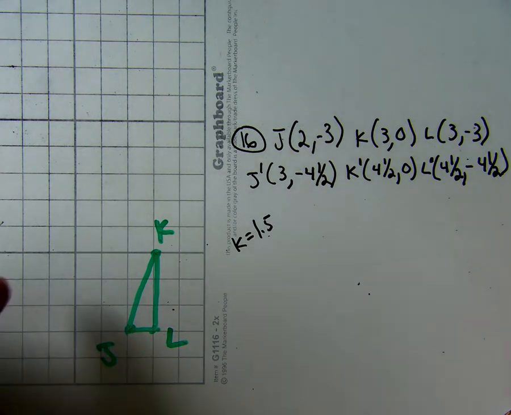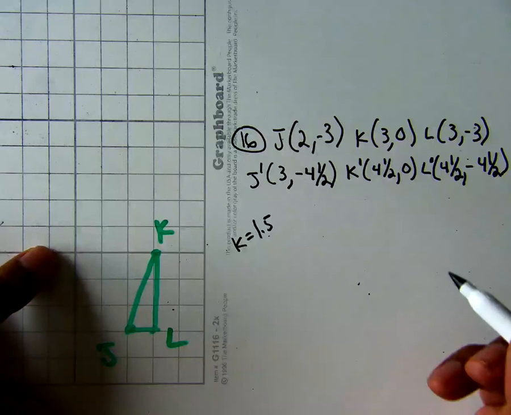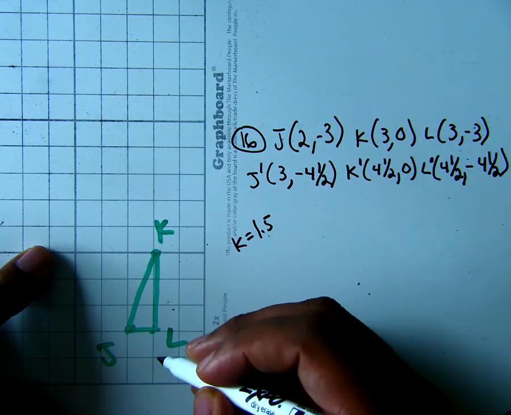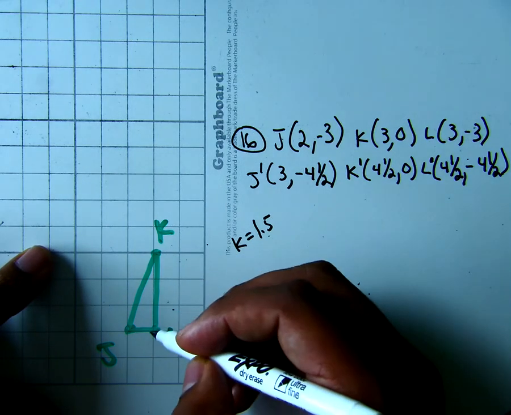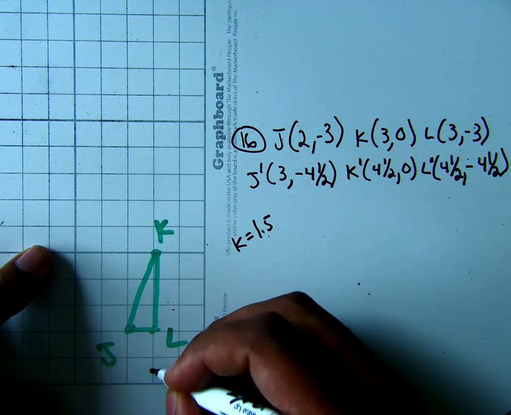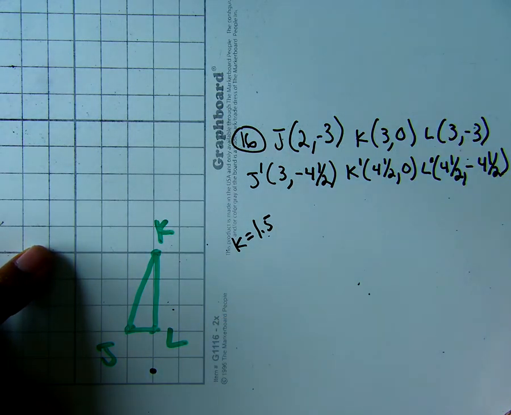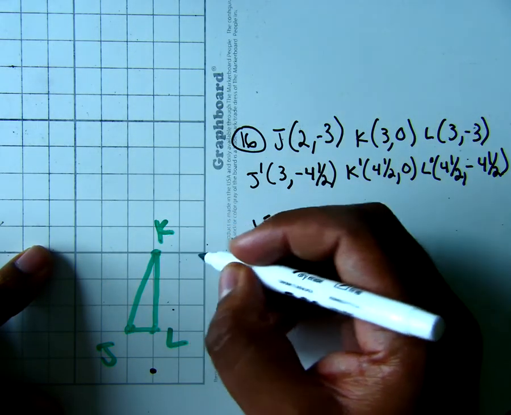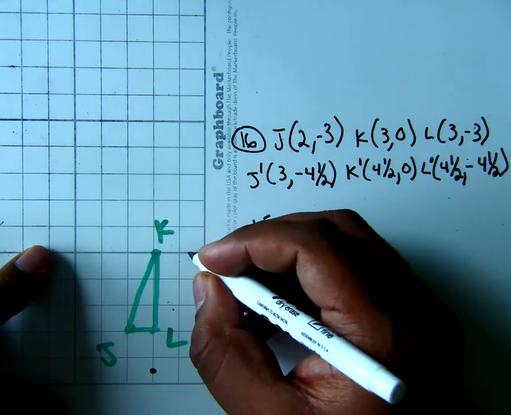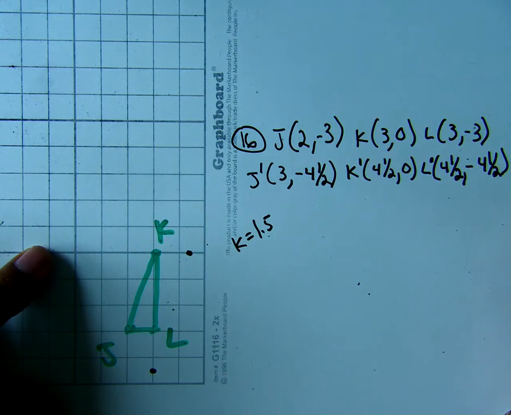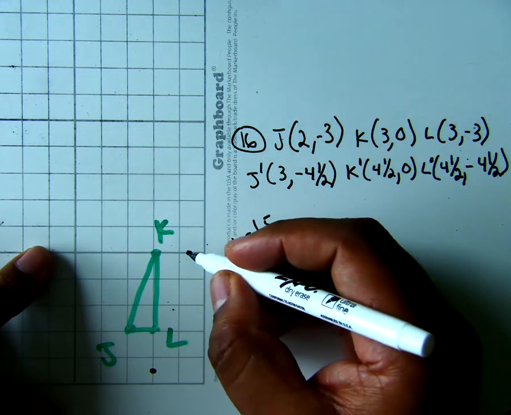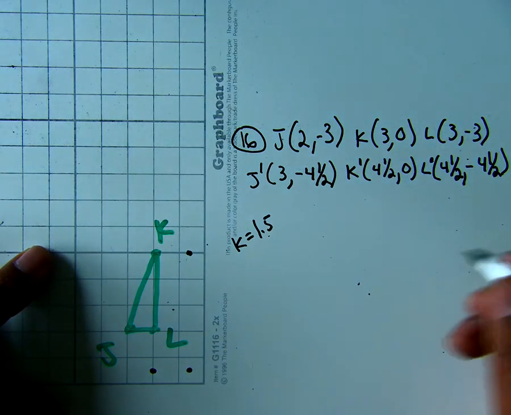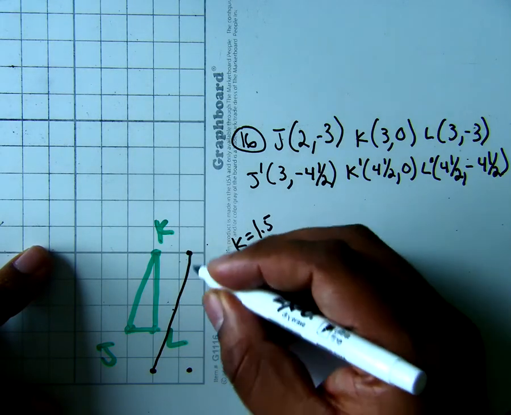Okay, now we're going to plot our points here. So we're going to start with J. With J, instead of going over 2 this time, I'm going to go over 3 and down 4.5. So that's 1, 2, 3, 4.5. Okay. Then I'm going to go over 4.5, 1, 2, 3, 4.5, and go down 0. And last, I'm going to go over 4.5 and down 4.5. Okay. And that's going to be my enlarged shape.